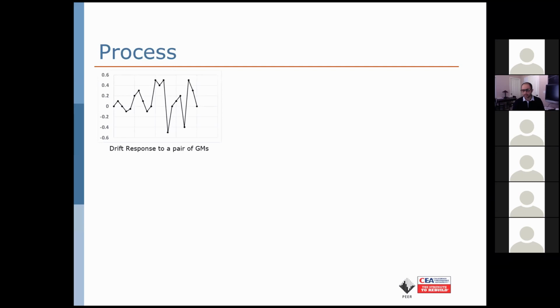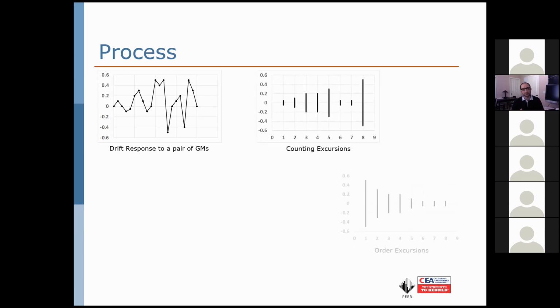With this, and given that I don't have much time, I'm just going to finish the process and show you the results. We get these cycles of drift from applying the ground motions. We're going to count the excursions and line them up. You might ask, what are these excursions? These are going up and down on this cycle. As you see, the oranges are going up and down on the history of the response, and eventually it's going to give us the counting excursion and then the ordered excursion.